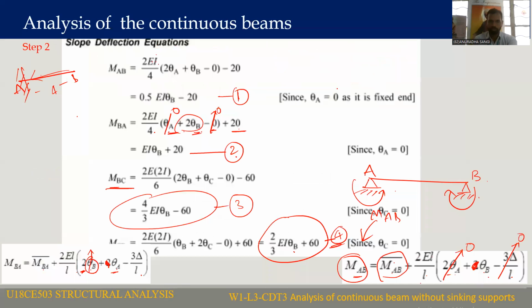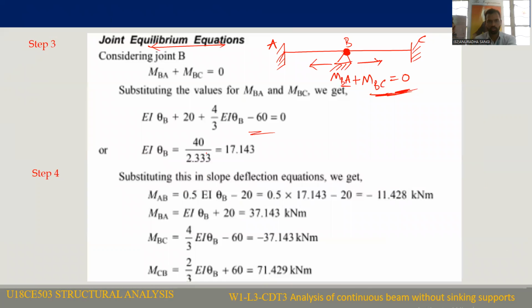So substitute MBA, which we have just calculated, and MBC. If you add MBA plus MBC equal to 0, you are going to get the theta B value. So EI theta B is equal to 17.143 radians. Now substitute the EI theta B value in the equations for MAB, MBA, MBC and MCB.